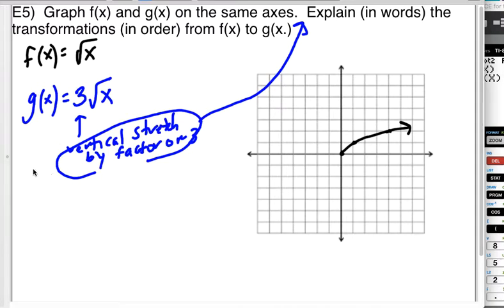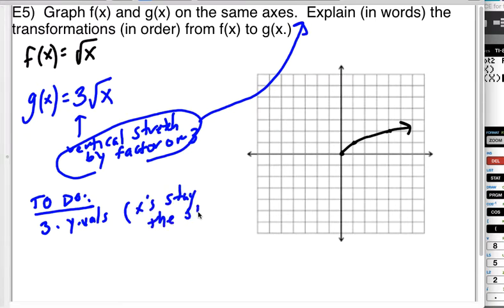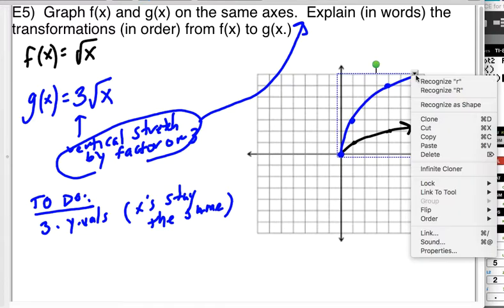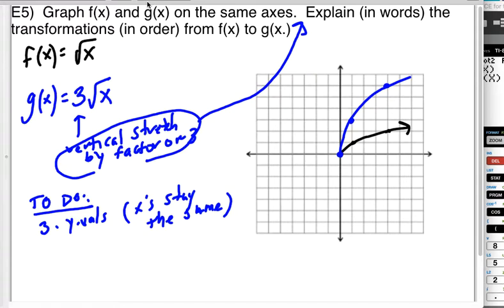What I need to do is 3 times the y values. The x's stay the same. I'm not changing the x's, I'm doing 3 times the y value. So this y value was 0, it's going to stay 0, because 3 times 0 is 0. But this y value was 1, and 3 times 1 is going to be 3. And this y value is 2, and 3 times 2 is going to be 6. So I'm going to get that same square root, but it's going to be stretched.